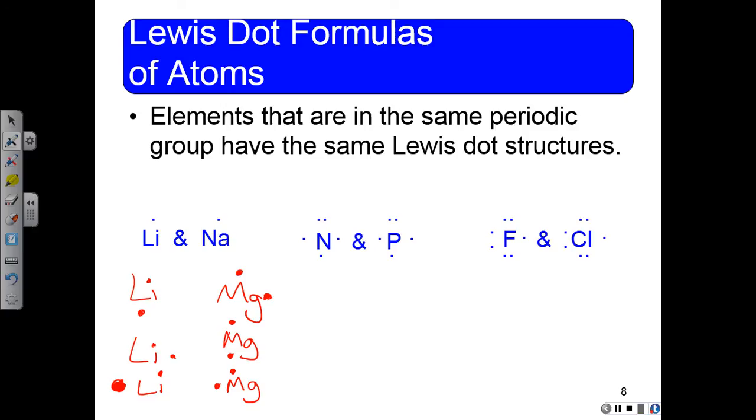Okay, where did I get the 2 electrons from? How did I know magnesium had 2 valence electrons? Group 2. All right, what about nitrogen? What group's it in? 5. It has 5 valence electrons. So what you're going to do is you're going to do 1, 2, 3, 4, 5.